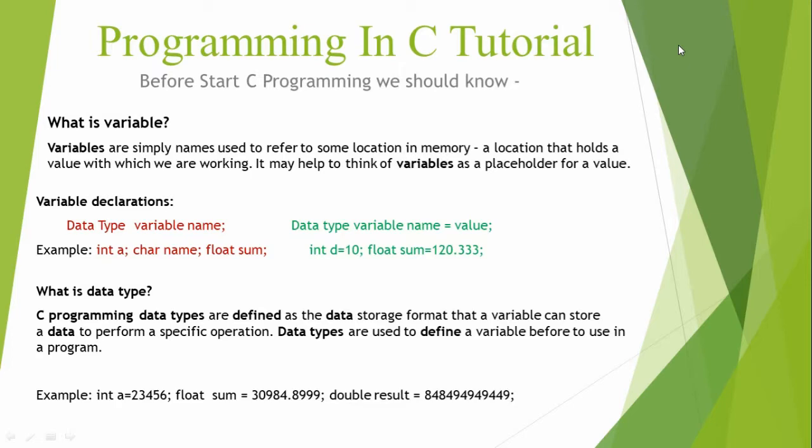After the data type, we should define what type of data I'm going to use for this variable. Before we set a value, we should define it. For example, we can see int a. This is the variable declaration. In char name, the variable type is character, so it will contain only one character. Float means float sum. This is the way of variable declaration in programming C.